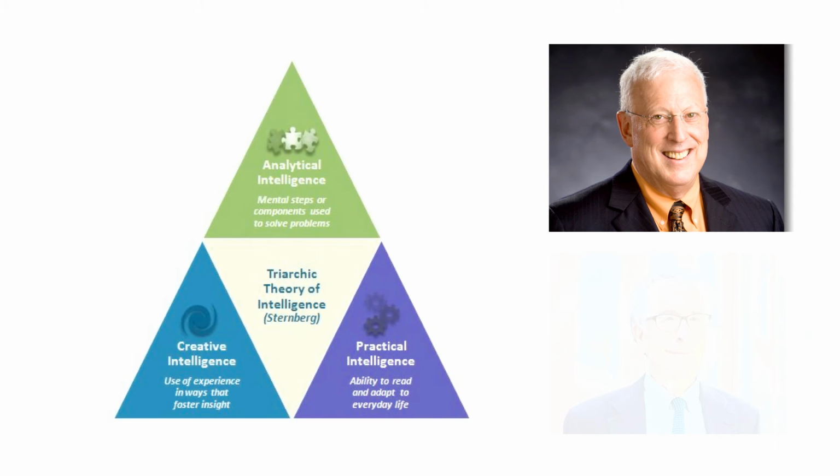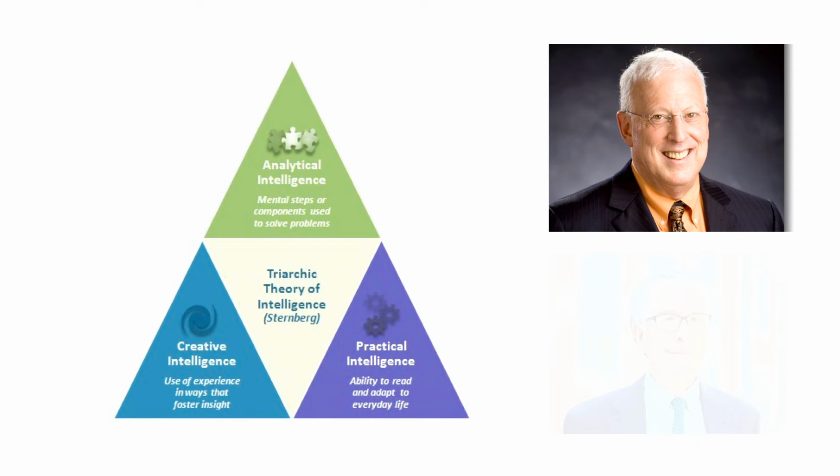Here we have Robert Sternberg, who introduced the triarchic theory of intelligence. There are three kinds of intelligence, or actually three applications of intelligence. We have at the top here this triangle, and this is not the most important, it's just how it looks graphically. We have analytical intelligence, which is very much like an IQ. You could probably measure this with an IQ. This is mental steps or components used to solve problems. It's basically IQ.